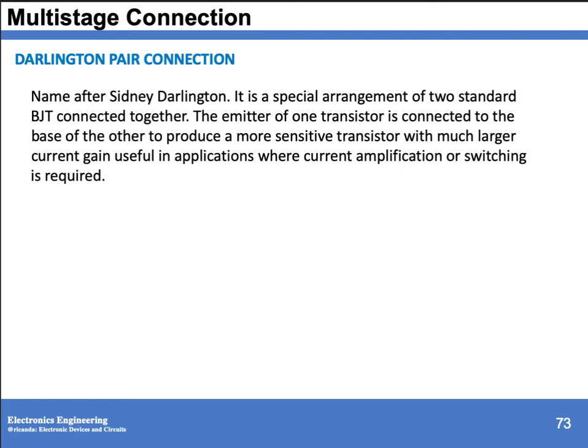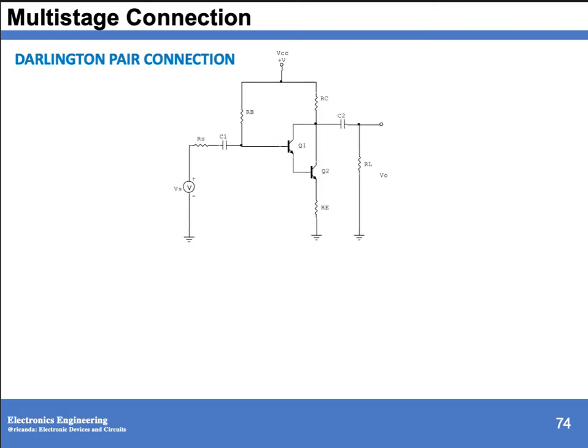Next is a Darlington pair connection. It is named after Sidney Darlington. It is a special arrangement of two standard transistors connected together. The emitter of one transistor is connected to the base of the other to produce a more sensitive transistor with a much larger current gain, useful in applications where current amplification or switching is required. So this is the circuit of your Darlington pair. We have an emitter of your first stage connected to the base of your second stage, and you have the same collector connection.